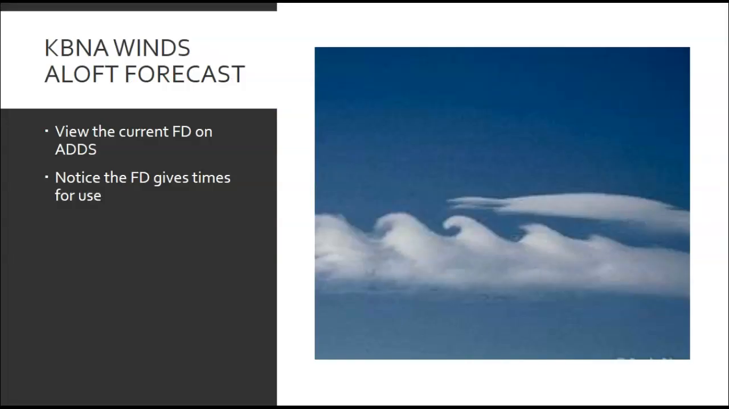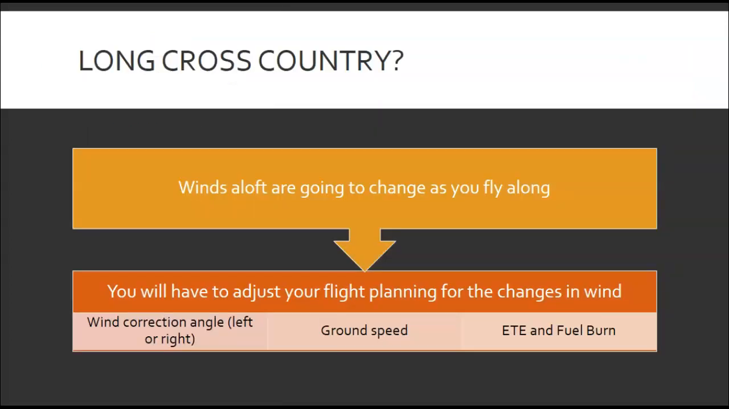You can get a winds aloft forecast from aviationweather.gov, and remember to look for the times for use and request the report that's closest to the time of your planned flight. Remember, if you're going on a long flight, the winds aloft are going to change as you get further from your departure airport. So you have to adjust your flight planning for the changes in wind, because your wind correction angle is going to change, your ground speed will change, and as a result, your estimated time en route and your fuel burn are going to change.